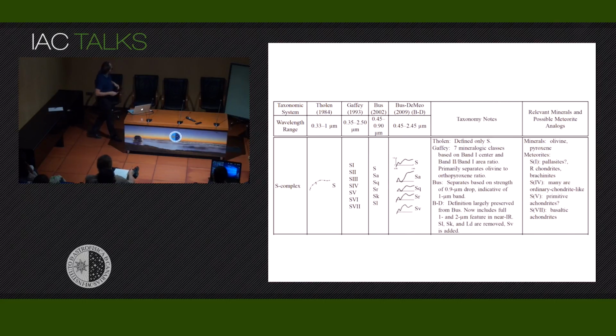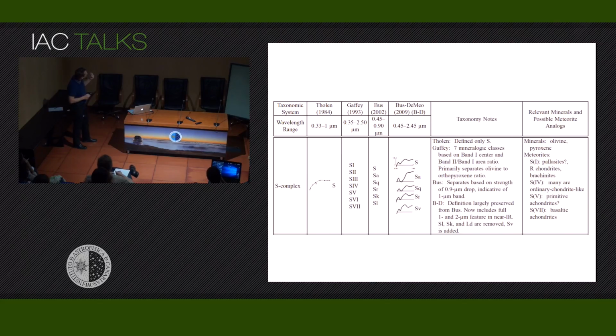Let's start from the S complex now. What we have, at the same time, is an introduction to what we expect is in the regoliths of asteroids, basically. So S complex, there's 7 of these in Gaffey. This is like a mineralogically oriented classification. There's 6 here with Bus, and then we have the 5 here now. So Tholen defined only S. Gaffey had 7 classes, and this was the band 1 center. I think I'll introduce those in due course.